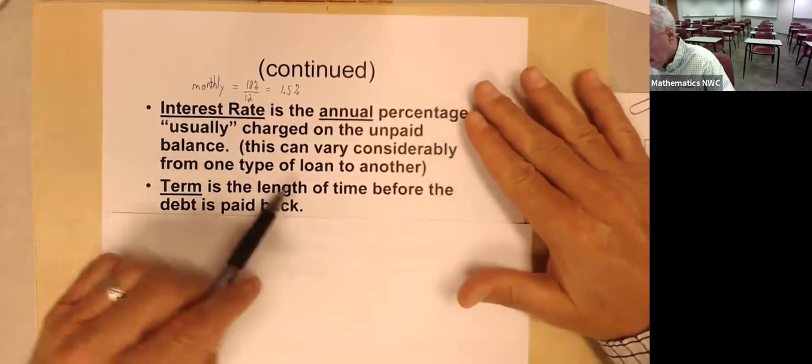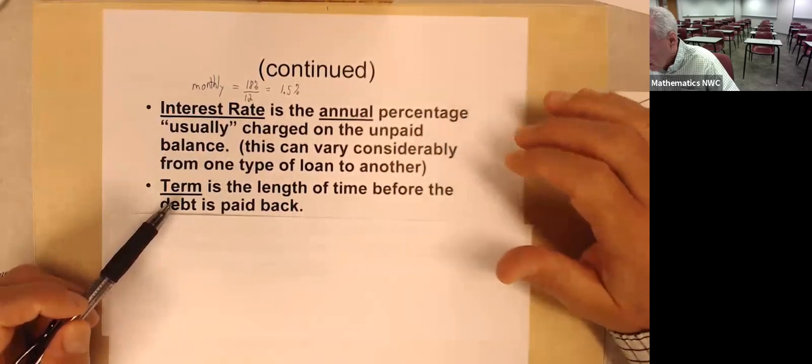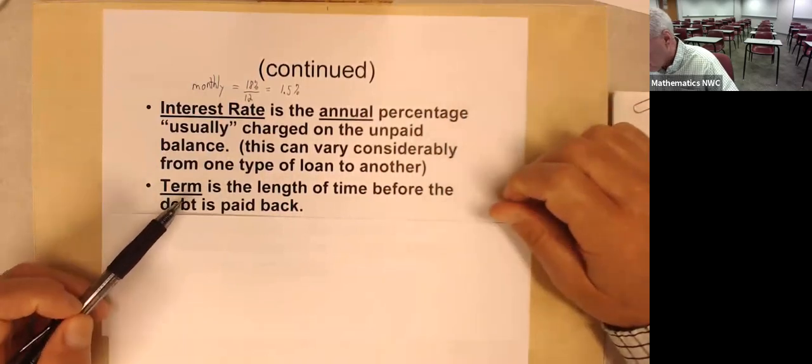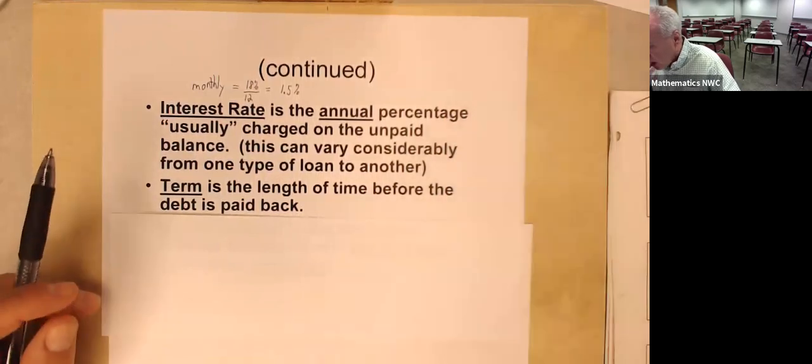Term is the length of time before the debt is paid back. So if I borrow some money for 3 years, the term would be 3 years. If I invest some money for 5 years, the term would be 5 years.